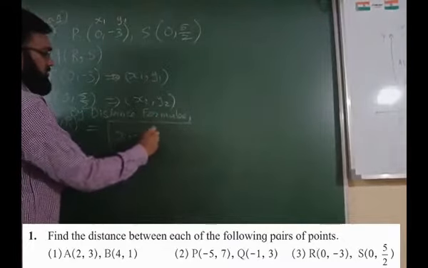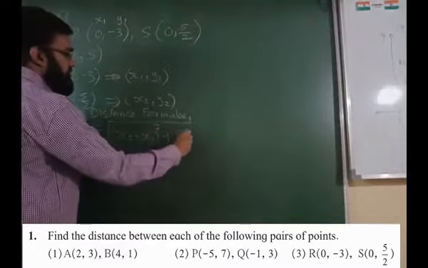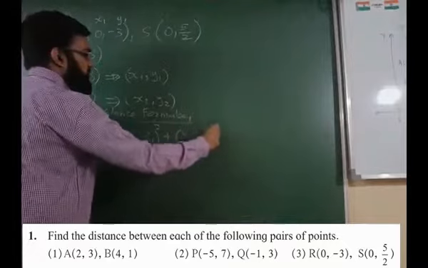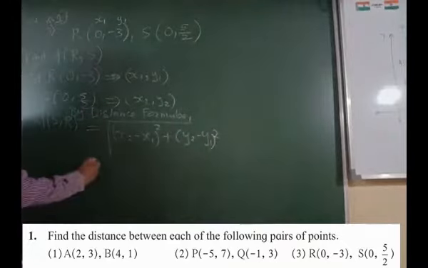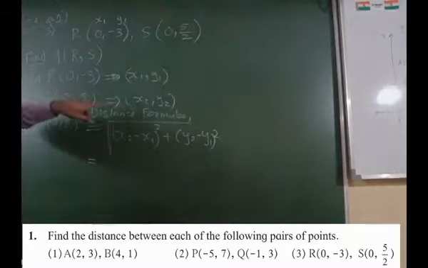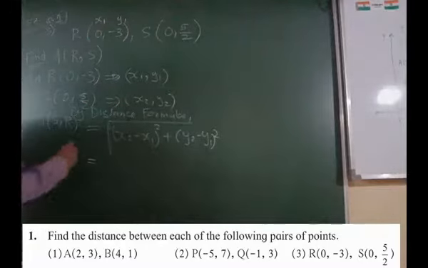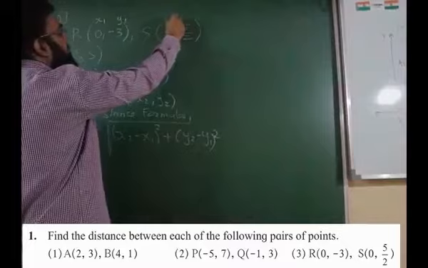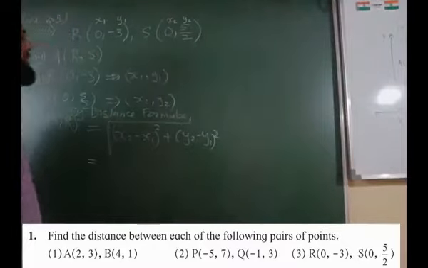x2 minus x1 the whole square plus y2 minus y1 the whole square. Okay, now just check from here. See, I wrote the values here. I will write it like this, x2 and y2. See now how simple it is.